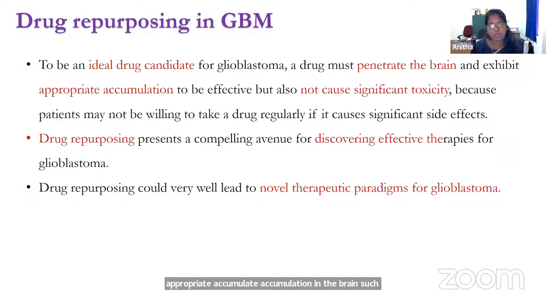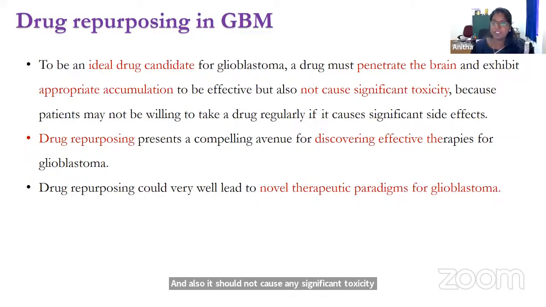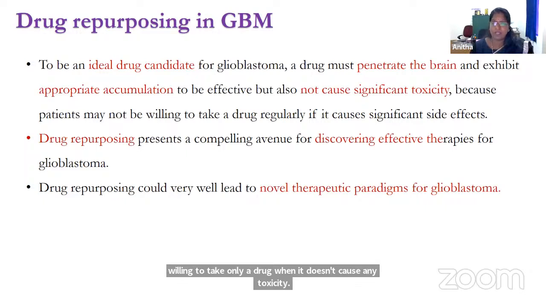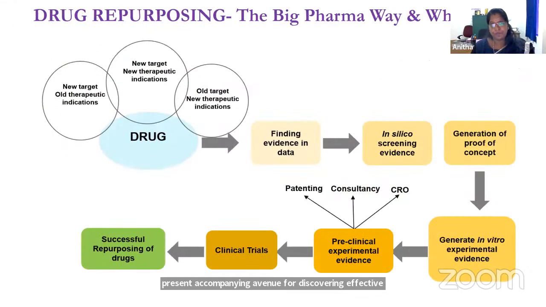And it should also not cause any significant toxicity, because patients who are going to take part in a clinical trial will be willing to take only a drug that doesn't cause toxicity. Otherwise, why would they take those kinds of drugs? So we need to choose a drug in such a way that it doesn't cause any toxicity to the patient. Hence, drug repurposing presents a compelling avenue for discovering effective therapies for glioblastoma, and it could very well lead to novel therapeutic paradigms for GBM.